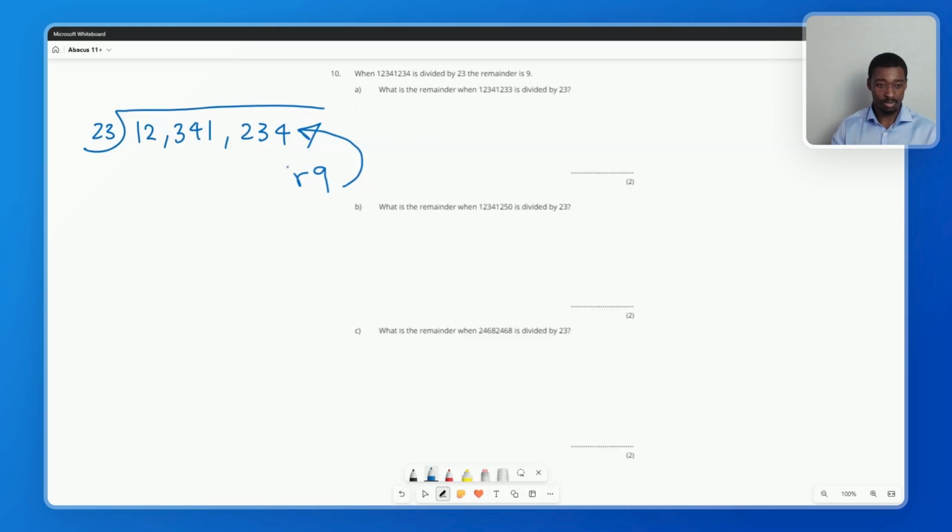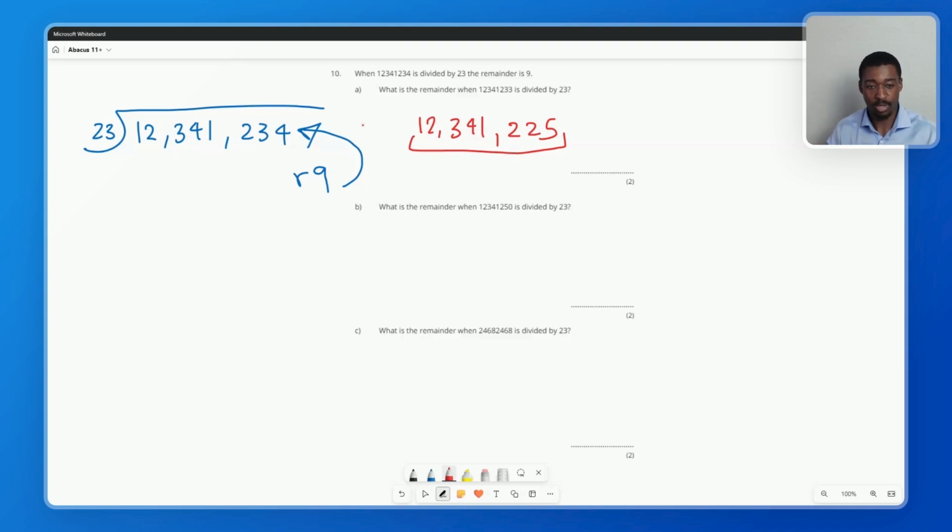And that number is going to be, well, take away 9 from this, just take away 9 from this last bit at the end. Well, 34 minus 9 is going to give us 25. This tells us that 23 wholly goes into the number 12,341,225.